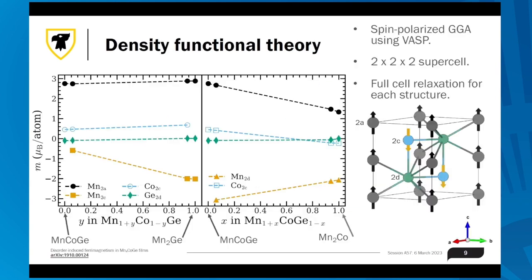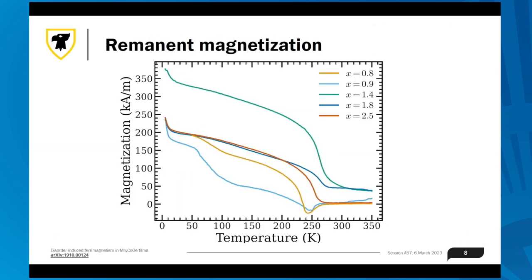And so for completeness, here are all of the curves. For manganese-rich samples, we have the uncompensated ferrimagnetism, and for the manganese-poor samples, we have this compensated ferrimagnetism, where the magnetization actually reverses sign.